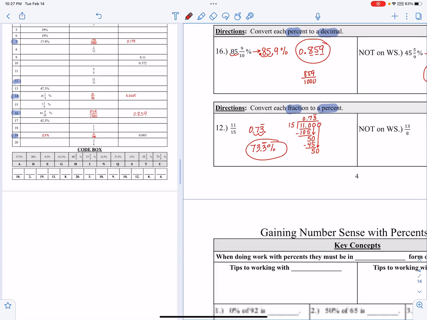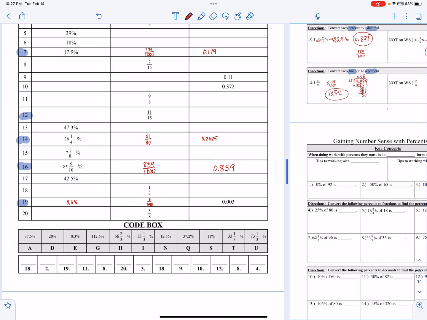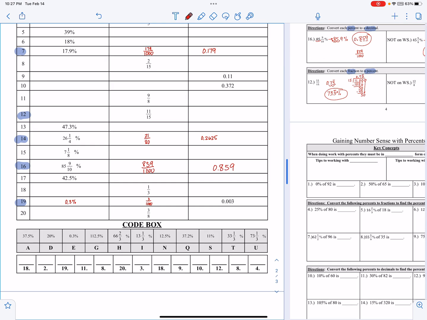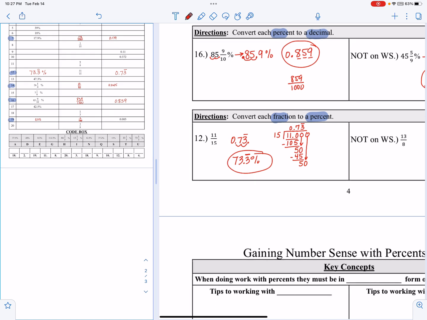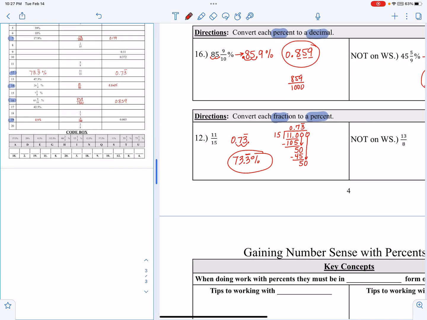Let's go ahead and fill this in for number 12. Okay, so 11/15 as a percent, we've determined, is 73.3 repeating percent. And then as a decimal, we had 0.73 with the 3 repeating. Okay. All right. And that is it for the worksheet part.